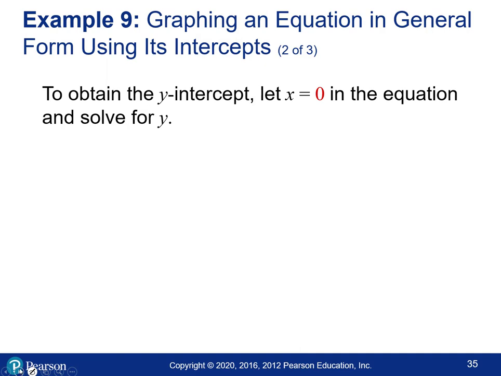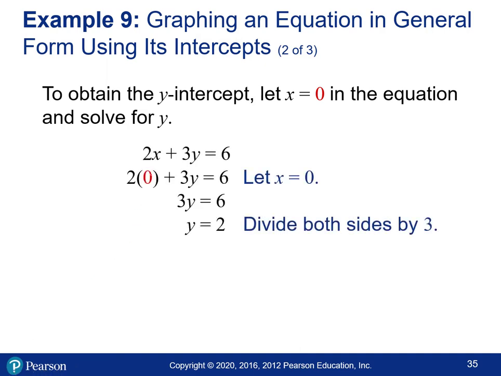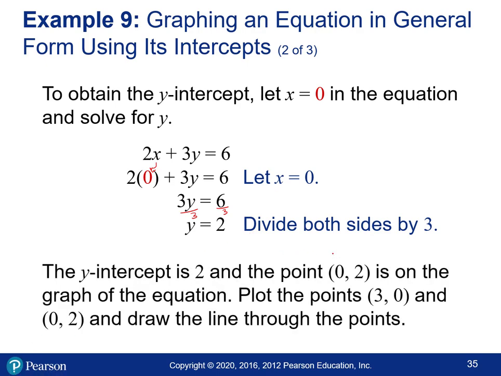Then to find the y-intercept, let x equal 0. So exactly where there's an x in your equation, put a 0, simplify, and then in this case we'll divide by 3, and so y is 2. And so when x was 0, y was 2. And so then we have 2 points on the graph.